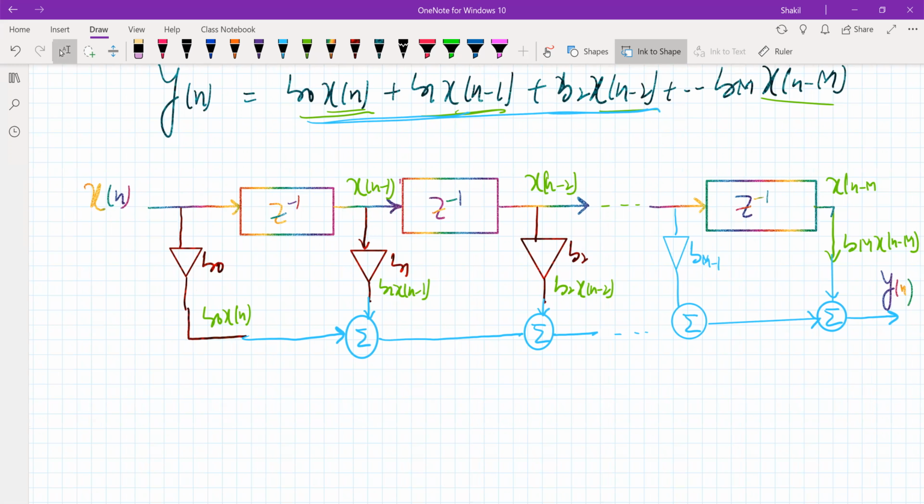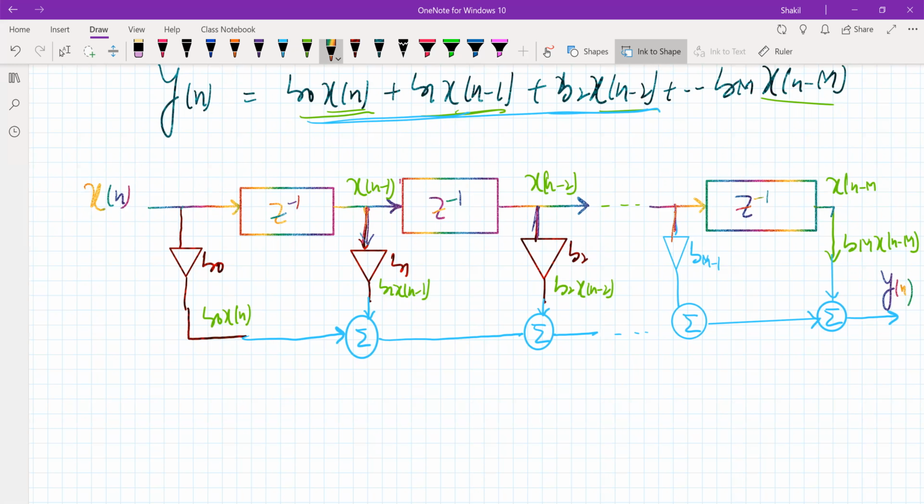These are actually called taps. When you take a signal from somewhere along the delay line, this is the first tapping of the signal. These are the taps. And this is how we realize the system where the past outputs are 0. All right, please follow the example.